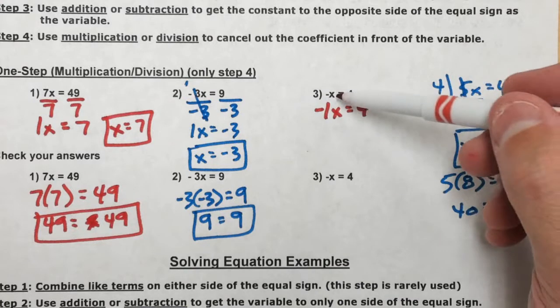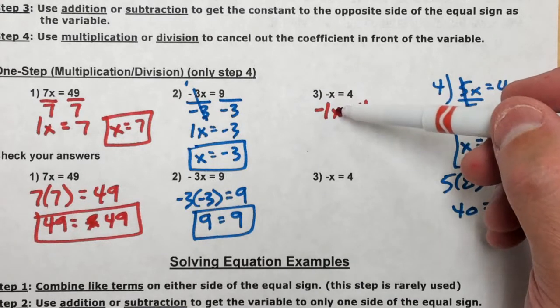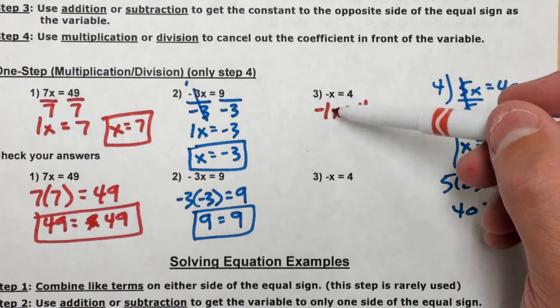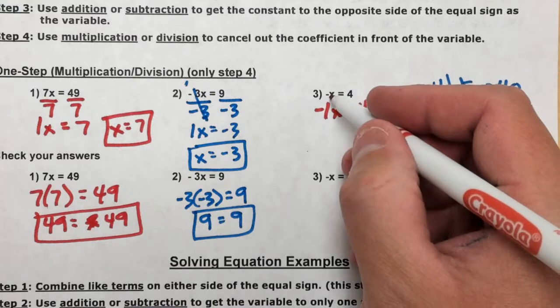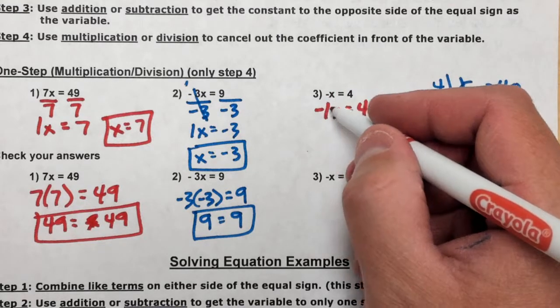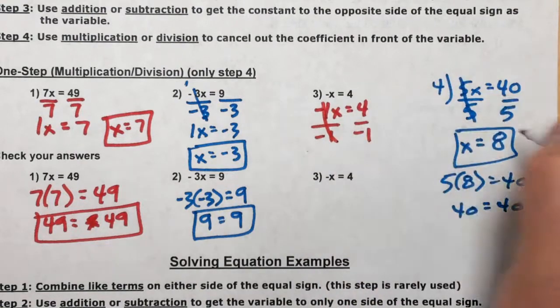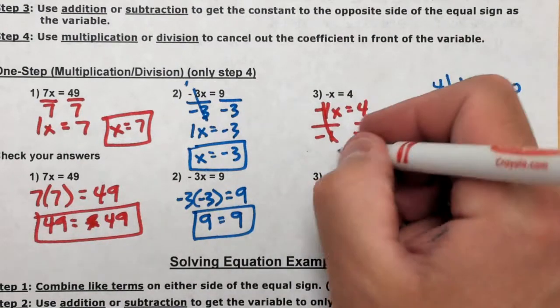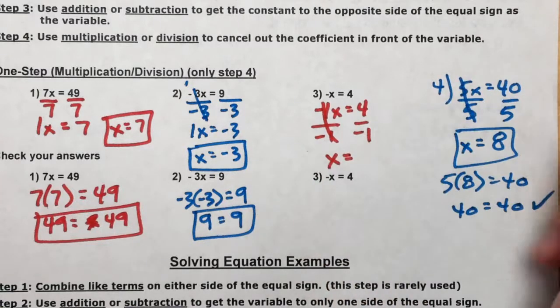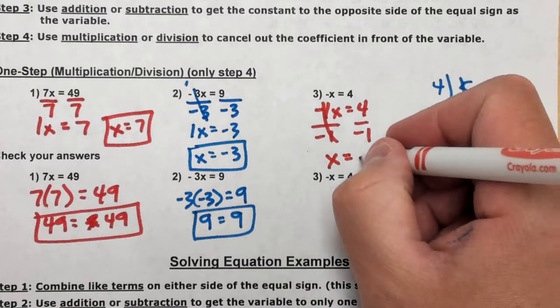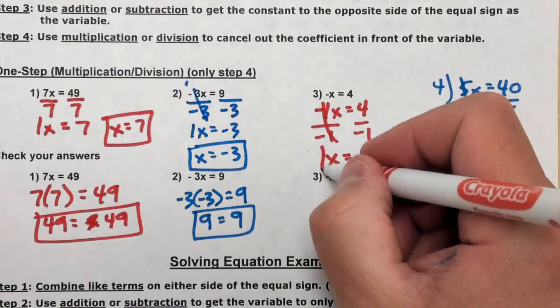You need to do this because you're not going to end up dividing by a negative sign. You need a number on the bottom when you divide. So now that I convert this negative x to a negative 1x, I can divide by a negative 1 here. And so the negative 1 over negative 1 will cancel out and just leave me with x. And then 4 divided by negative 1 is just negative 4.